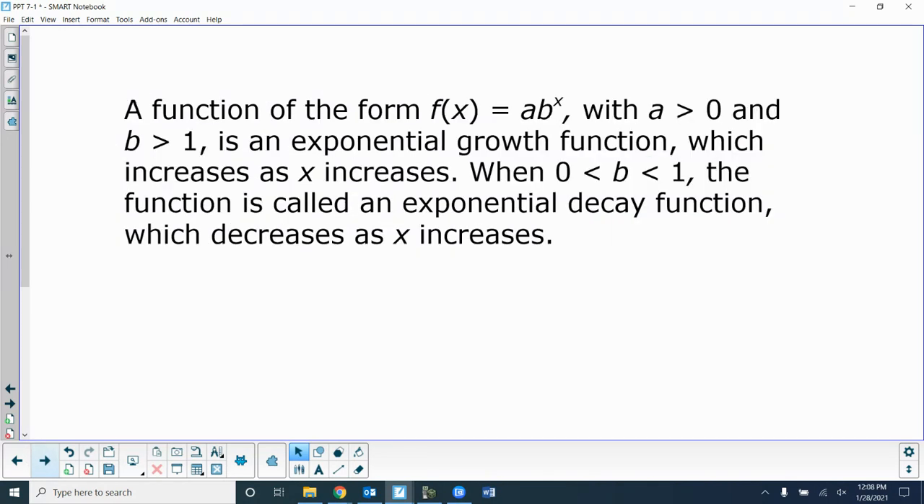Okay, so a function of the form a times b to the x power, again, a being a positive number, and b being greater than 1, that's a growth function. So the base has to be bigger than 1 for it to be a growth function, the base of our exponent x. If our base is between 0 and 1, like 1/2 or 2/3 or 0.2, then it's a decay function, that base, that b value.